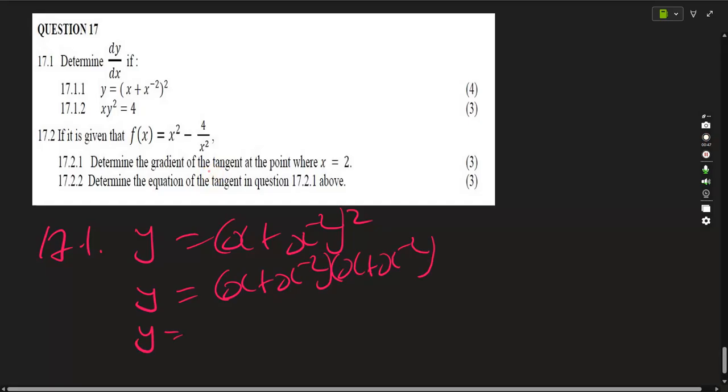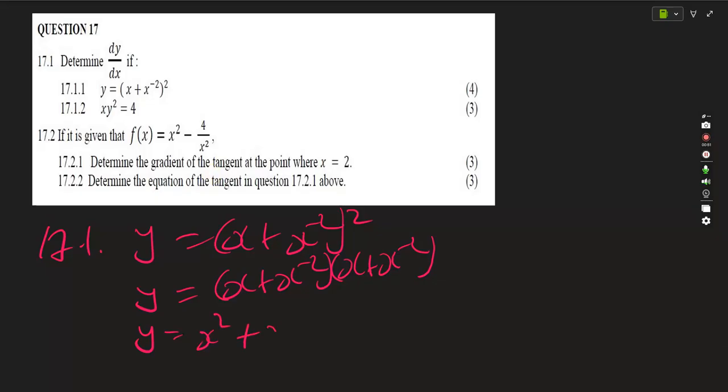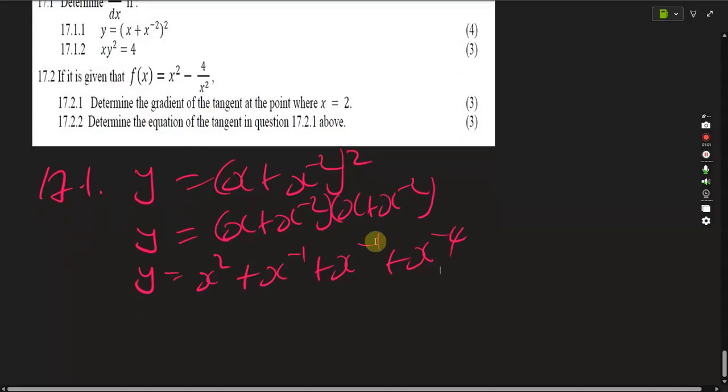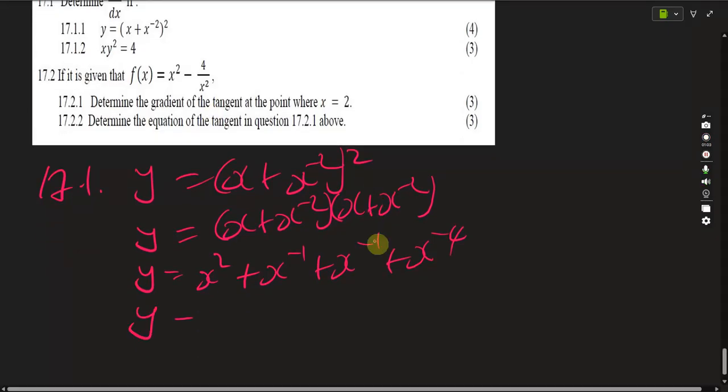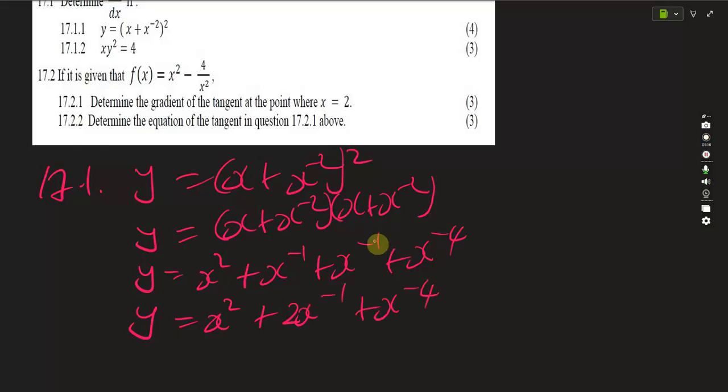So y: x times x is x squared, plus x times x to the negative 2 is x to the negative 1, plus x to the negative 2 times x is x to the negative 1, plus x to the negative 4, based on the laws of exponents. So this is x squared. Let me write that clearly. So it's x squared plus 2x to the negative 1 plus x to the negative 4.